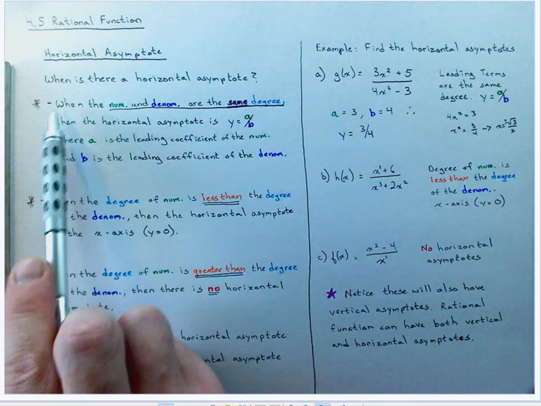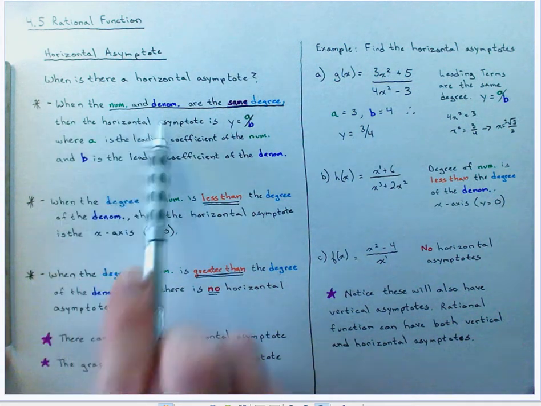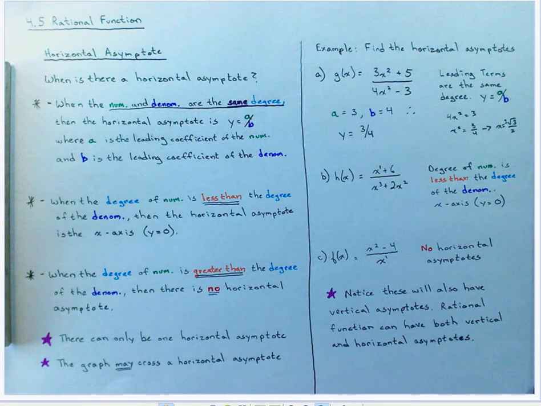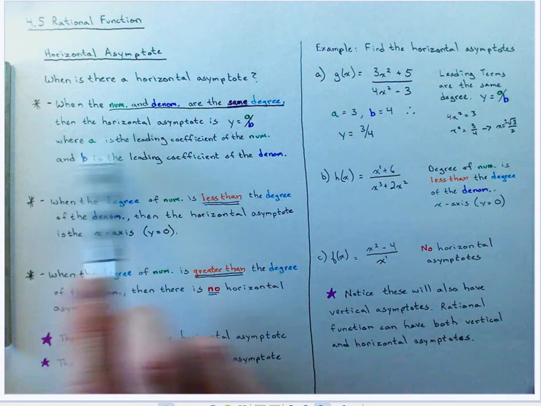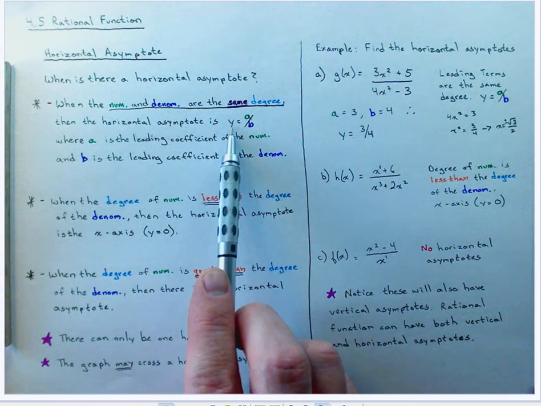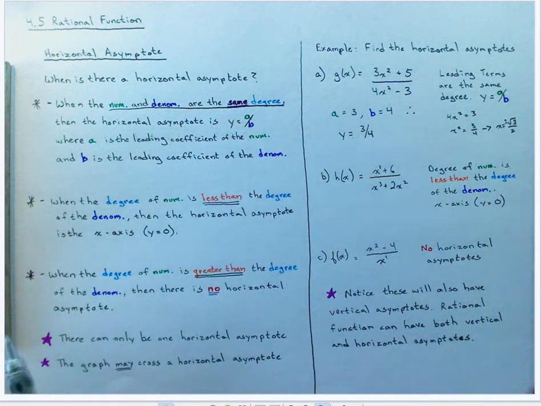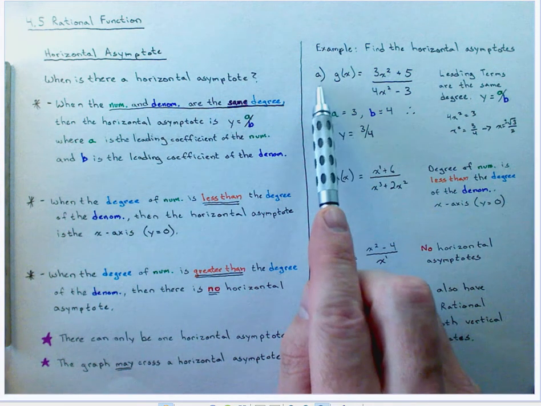So the very first one I want to look at is when the numerator and the denominator are the same degree, meaning they have the same power in that leading term. Okay. Then the horizontal asymptote is simply y equals a over b, where a is the leading coefficient in the numerator and b is the leading coefficient in the denominator. And let's look at example a over here.